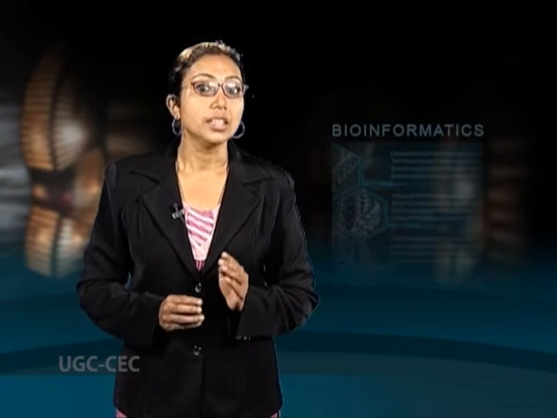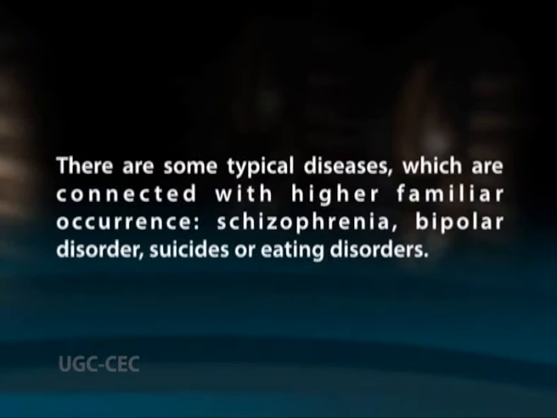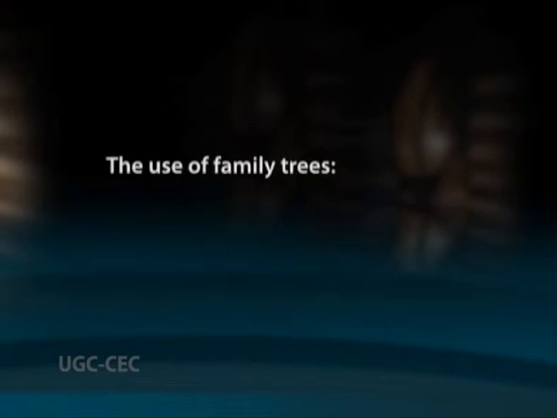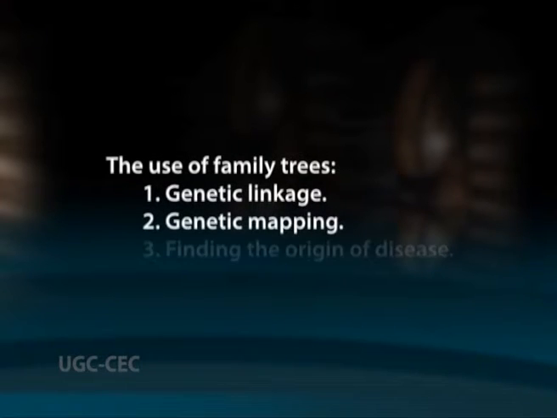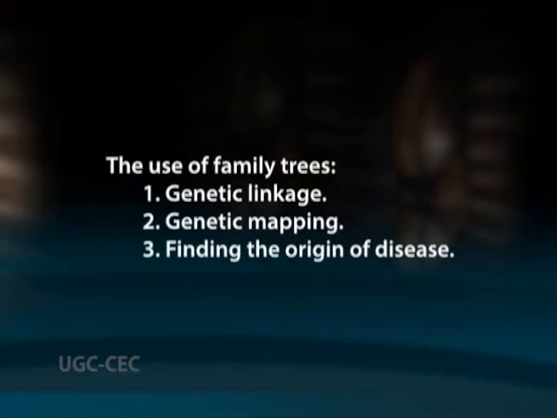The special twin study case is a perfect example of how the environment influences the origin of the disease. On the other hand, distance is the major disadvantage of family studies. Sometimes it is more expensive to create a pedigree of affected families than of unrelated people because the relatives can live far away. There are some typical diseases which are connected with higher familial occurrence: schizophrenia, bipolar disorder, suicides or eating disorders. The use of family trees: genetic linkage, genetic mapping, finding the origin of disease.